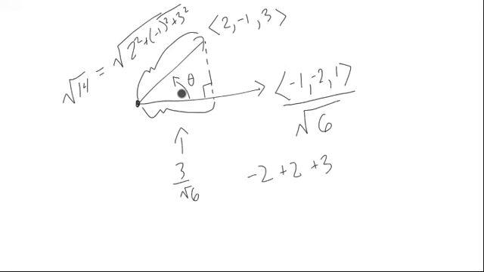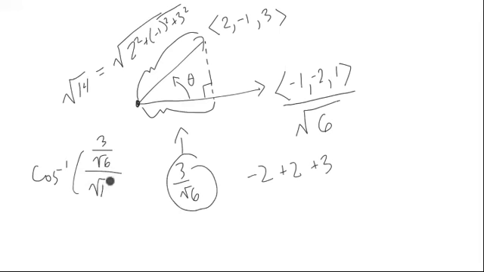Okay, so how do we find this angle? Well, we simply just take the inverse cosine of this length, the adjacent, over the hypotenuse. So 3 over square root of 6 all over square root of 14. And that will give us the angle that we desire right there.